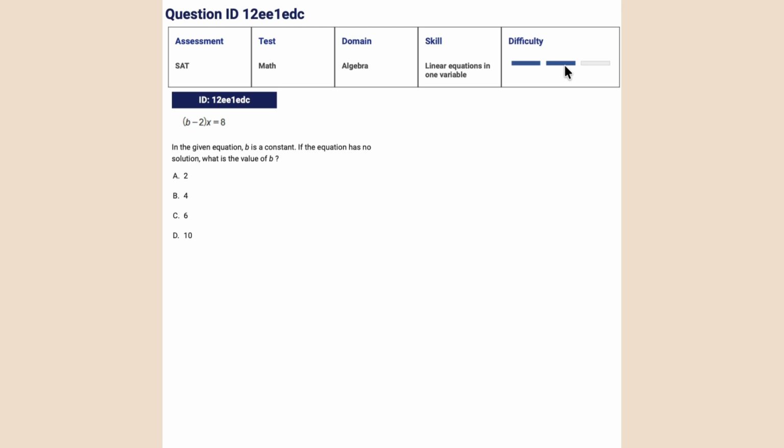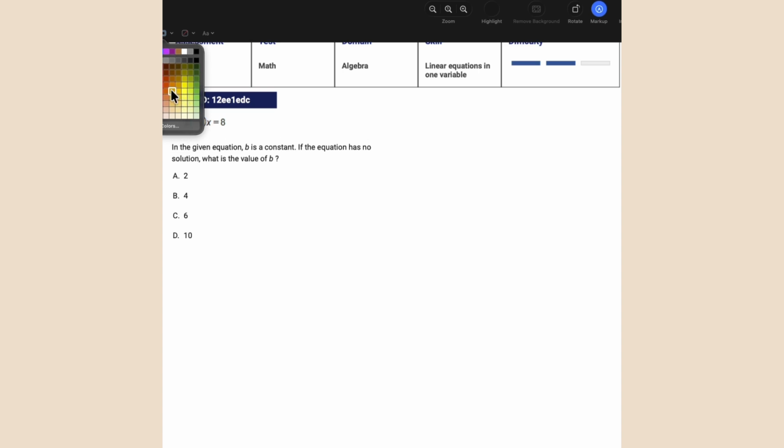In the given equation, b is a constant. If the equation has no solution, what is the value of b? So I'm going to give you a minute to try to solve this by yourself. You can go ahead and pause the video now.